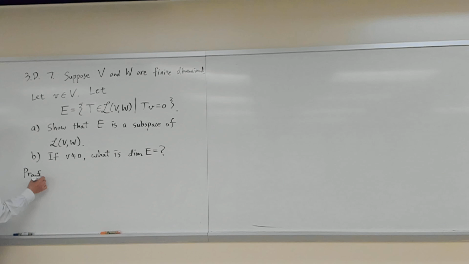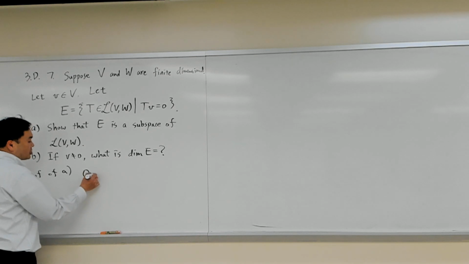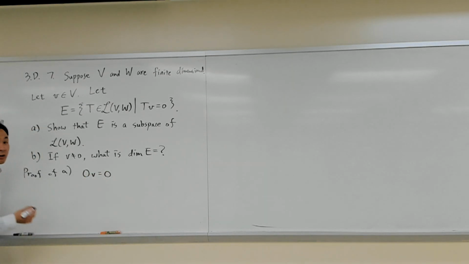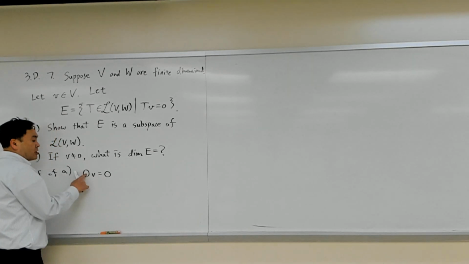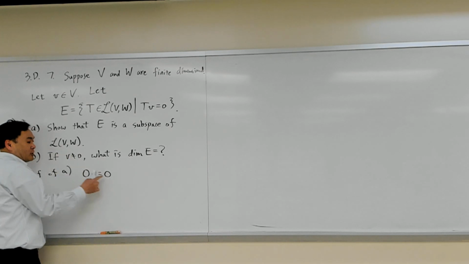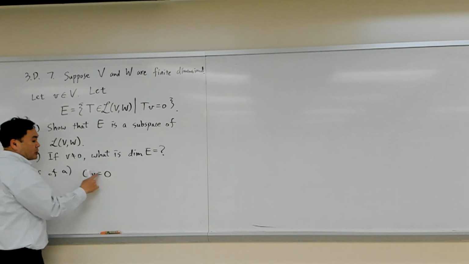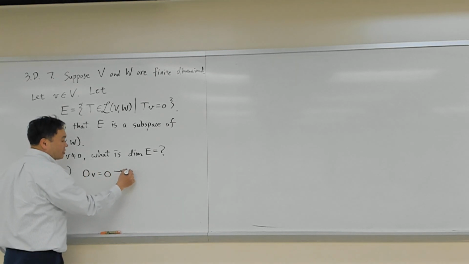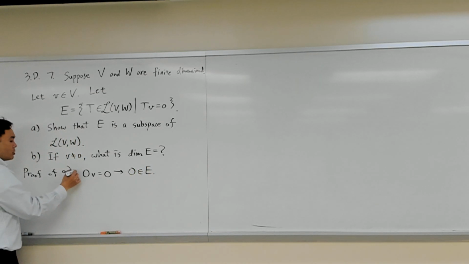Proof of A: 0 applied to v is 0, where the 0 is the zero map. It takes everything to 0. So here 0 is the zero map, and this 0 is the zero element in W. Because this is true, we see that 0 is in E. So part 1 is done.